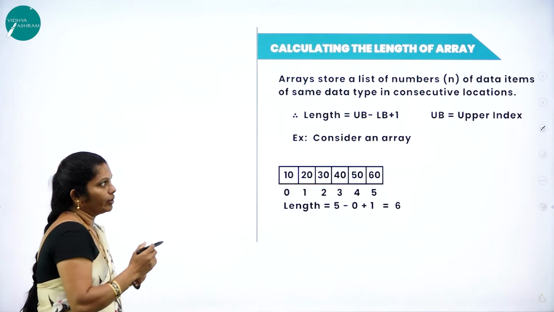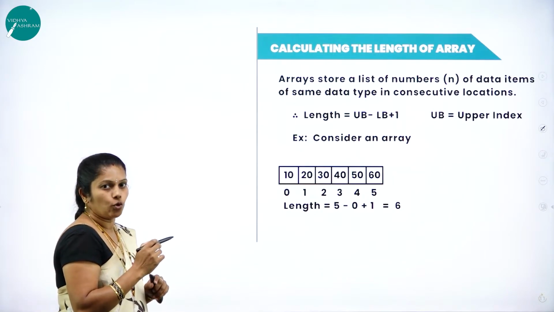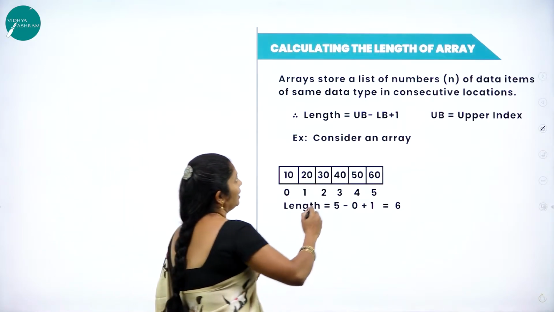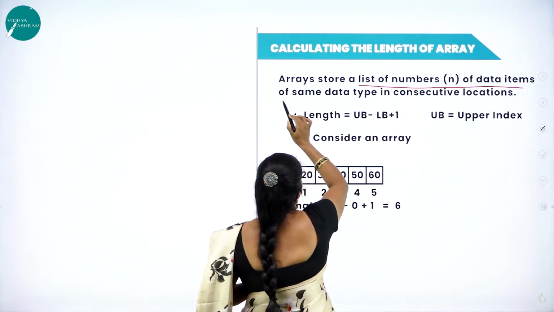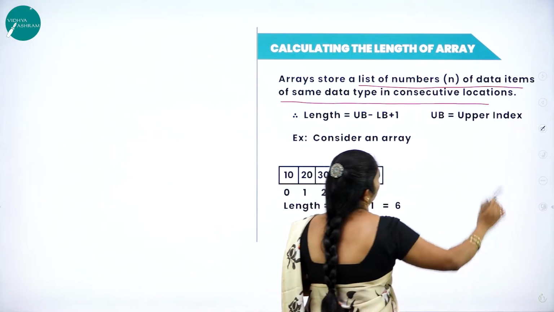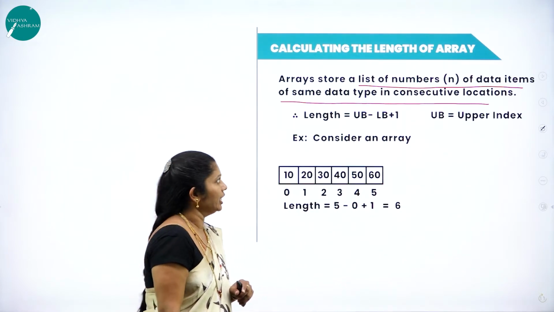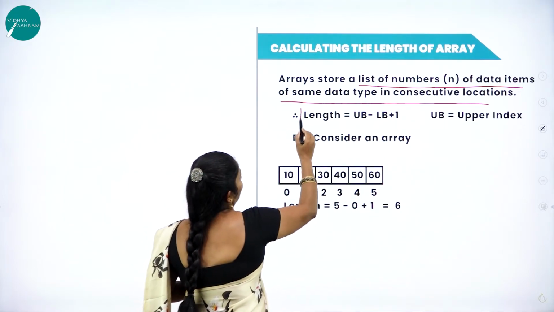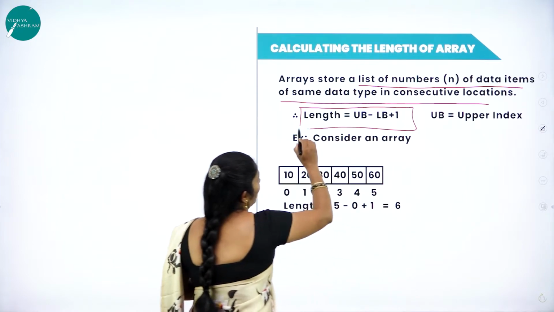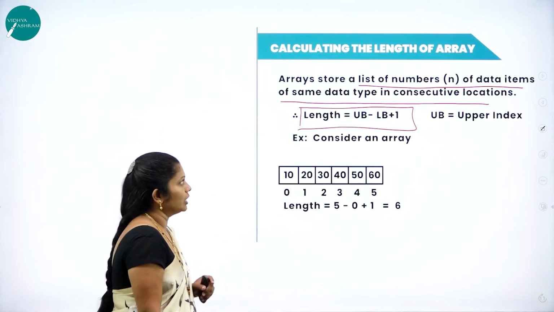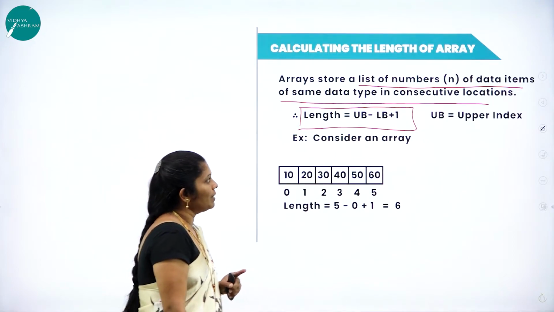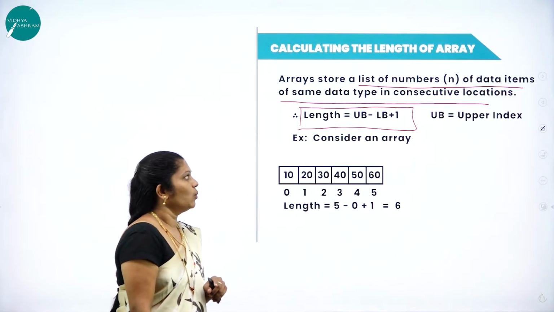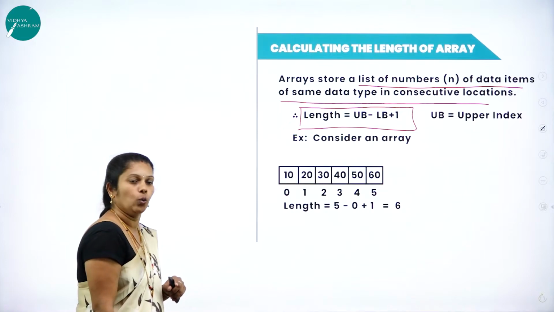Array, I already told you, is a collection of homogeneous elements. The array is a list of data items of the same data type in consecutive memory locations. To find the length of an array, there is a formula we have to use: Length equals UB minus LB plus 1, where UB stands for upper bound and LB stands for lower bound.